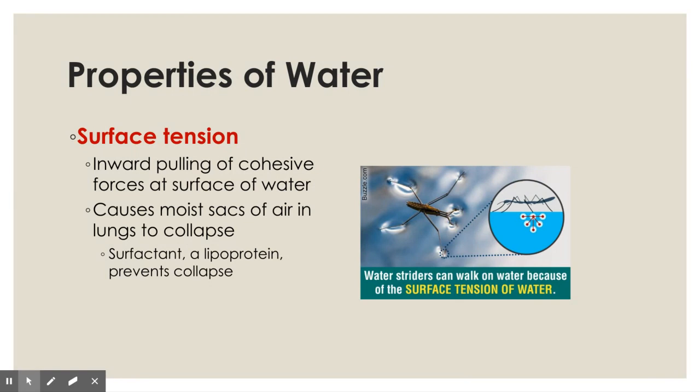We also have surface tension. That's this sort of inward pulling force of water. And you can do this at home if you want. If you get a penny and an eyedropper, you can see how many drops of water you can actually put on a penny before it spills. And you'll make like a little bubble of water. And that's because of that surface tension.